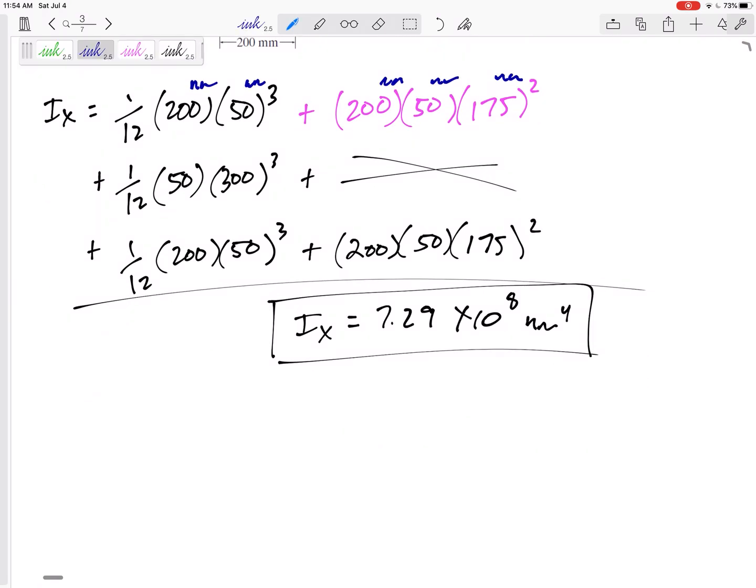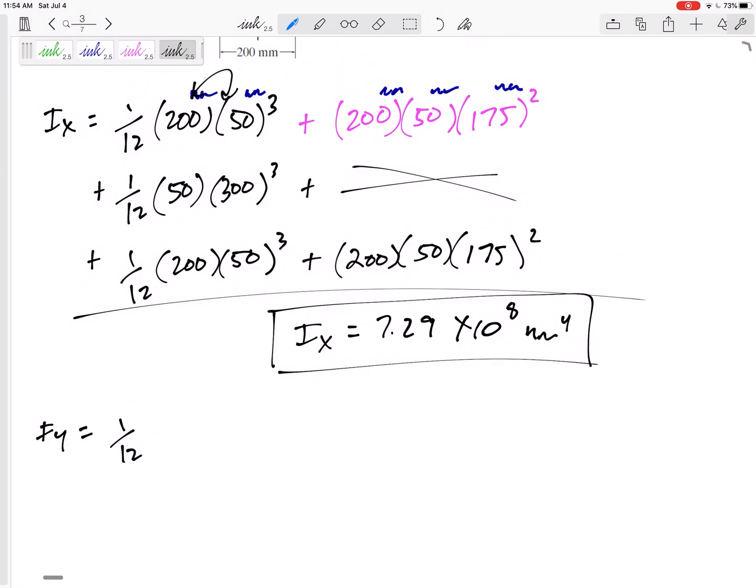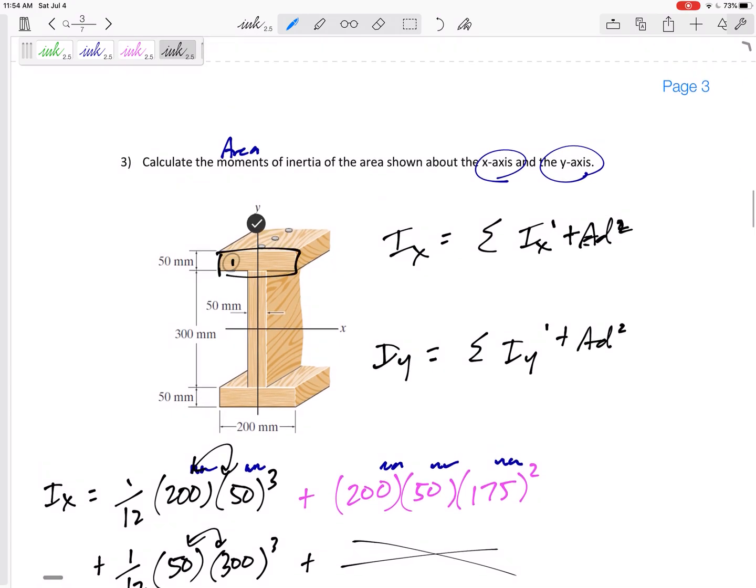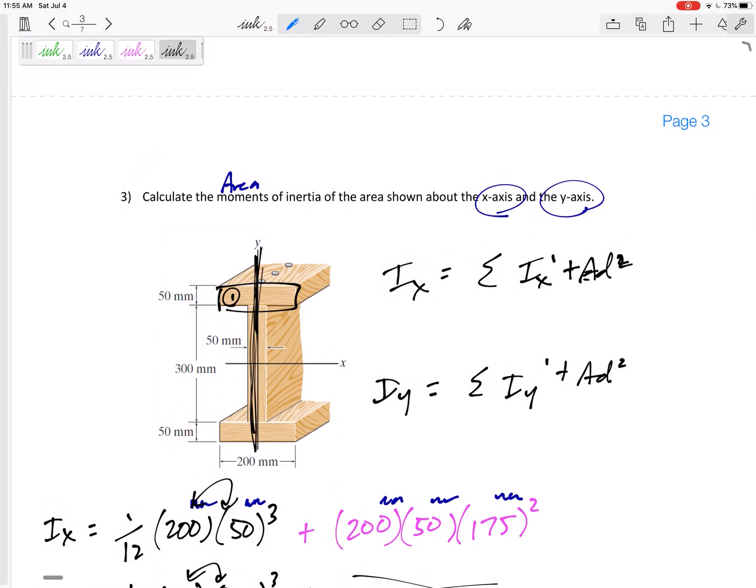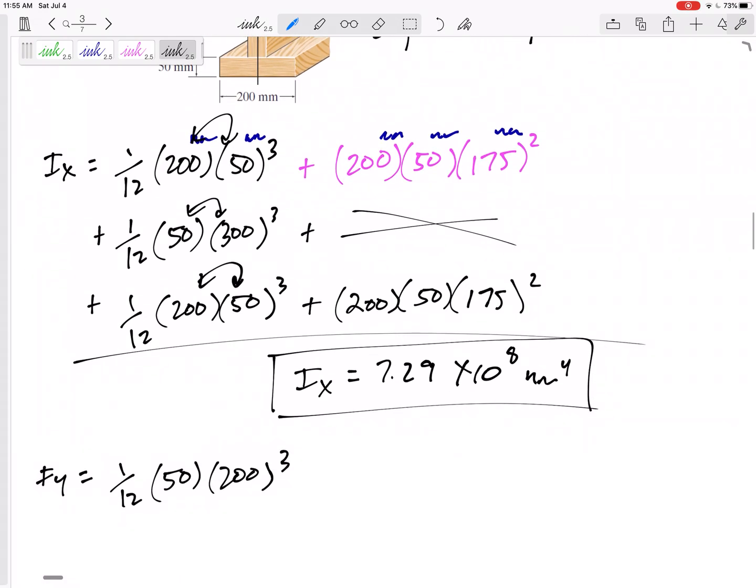All right, let's do Iy. There's a formula, but it's 1/12 h b cubed. We really just switch these heights and bases, right? So that is the I. Here's shape 1. That is the I about the axis that I want. That right there is the y-axis that I want to calculate my moment of inertia about, so I don't have to move it.